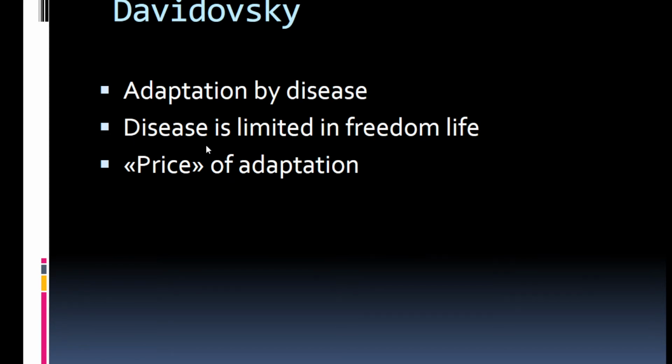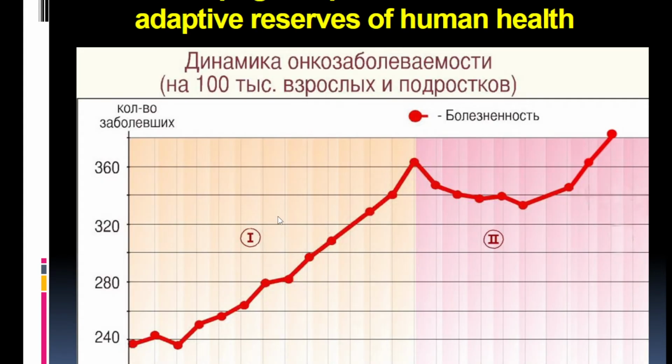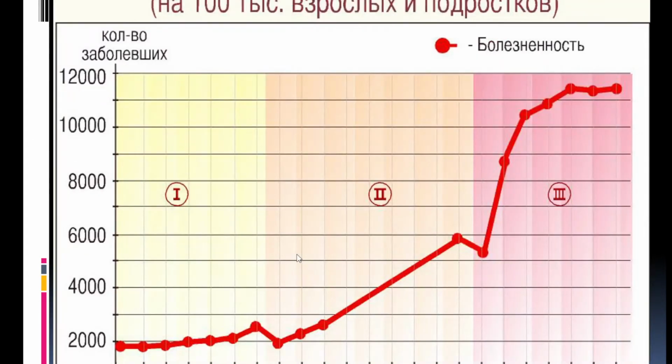We have another phrase about adaptation, about disease: that disease is limited freedom of life. And in order to adapt and to maintain our life, we pay some price of adaptation. Again, a picture which demonstrates that anthropogenic pressure exceeds the adaptive reserve of human health. That's why we have an increase of morbidity for almost all diseases, somatic diseases, non-specific diseases in practical medicine for public health in the Crimea and here as well.